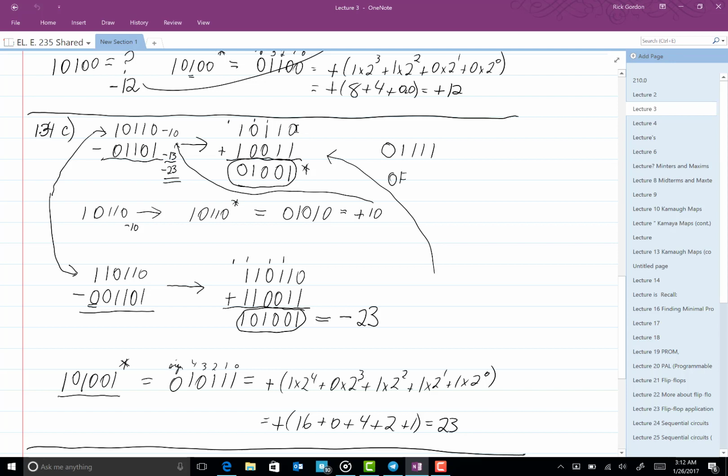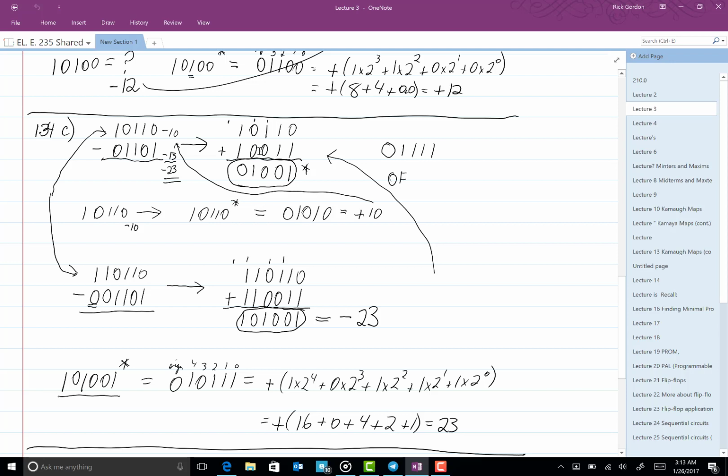So 0 plus 1 is 1. 1 plus 1 is 2, so we write down 0 and carry 1. 1 and 1 is 2, so write down 0 and carry 1. 1 and 0 is 1, and don't carry anything. 1 and 1 is 0, and carry 1, and this last carry can be ignored. And now, are we done?